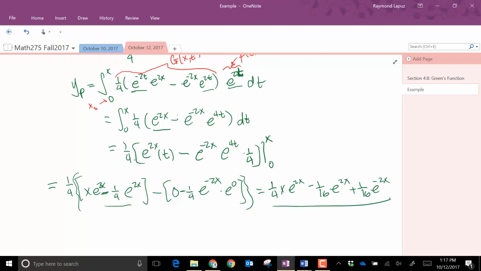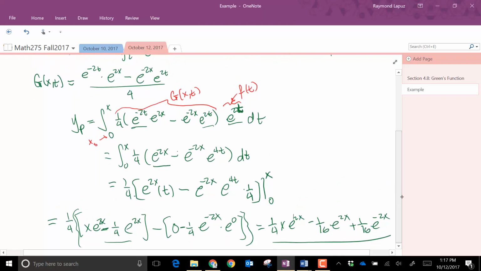You know what we forgot? We forgot to solve for the homogeneous part. We never really finished that because this is an IVP, initial value problem, so we should probably think about solving for the other part. But before we go on, this is your y sub p. Is this clear?